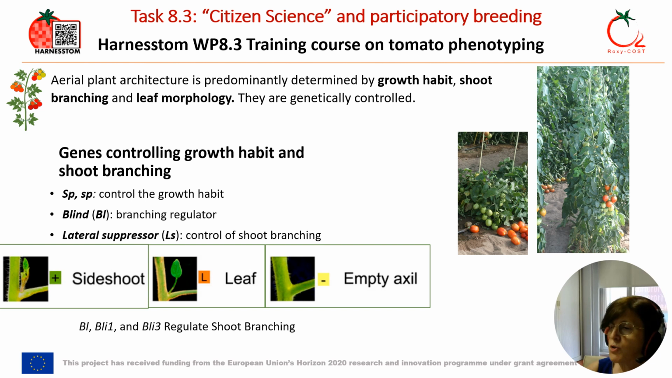Now we will focus on the architecture of the plant. Aerial plant architecture is predominantly determined by growth habit, shoot branching, and leaf morphology. All are genetically controlled, and the combination of these genes can produce plants that look very different. The genes SP, Blind, and Lateral suppressor control the plant architecture, while other genes control many aspects of leaf development and complexity. We will focus in this presentation on the architecture of the plant.